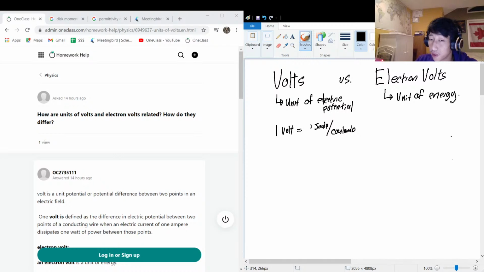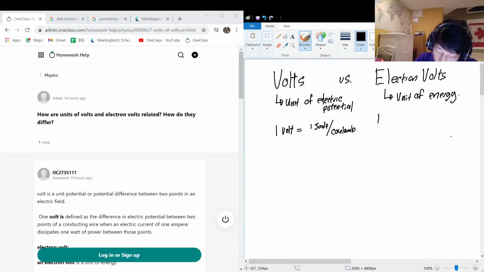Now an electron volt is, well, really, you multiply the definition of a volt by the charge of an electron. That's going to neutralize the coulomb down here, and that's going to give you electron volts. And you see how only joule is left. Joule is a unit of energy, so you would only have a unit of energy left for the electron volt.